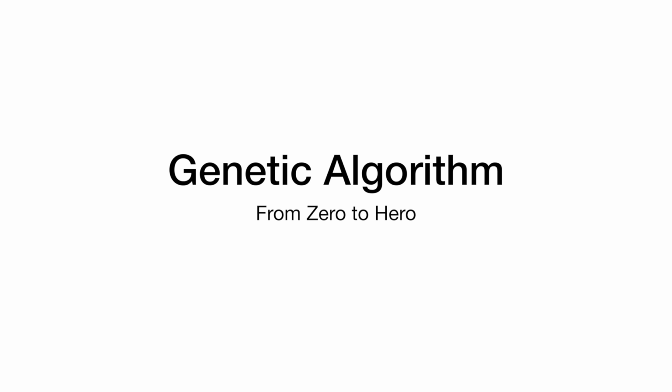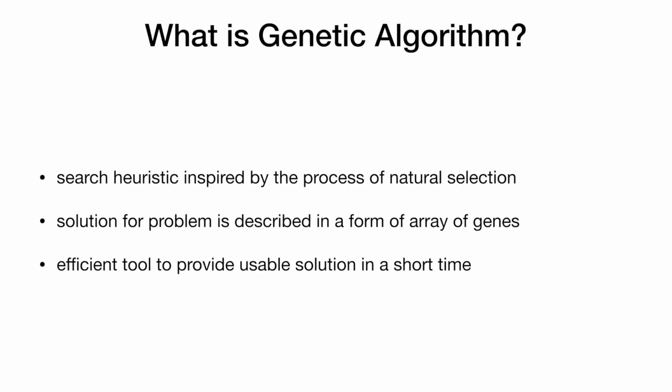Okay, so let's switch into the simple presentation I just prepared for you. What is a genetic algorithm? In general, it's a search heuristic inspired by the process of natural selection. This kind of heuristic is a very efficient tool to provide usable, not perfect solutions for problems in a big space of solutions in a relatively short period of time. To describe an individual or chromosome, we use an array of genes, just like we are described by our DNA.